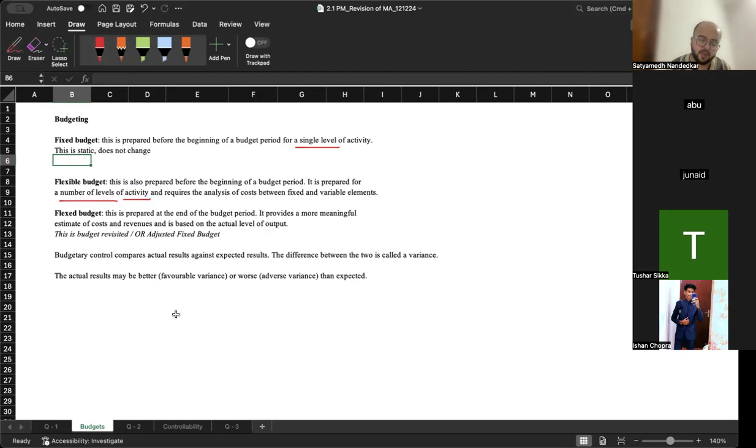Flexed budget. Sorry, this is prepared at the end of the budget period, and it provides a more meaningful estimate of cost and revenue and is based on the actual level of output. Flexed or flexible, people often get confused. So just remember, another word for flexed budget is adjusted fixed budget. Now, this word is not given in any book, but this is what the flexed budget actually means. This is adjusted fixed budget.